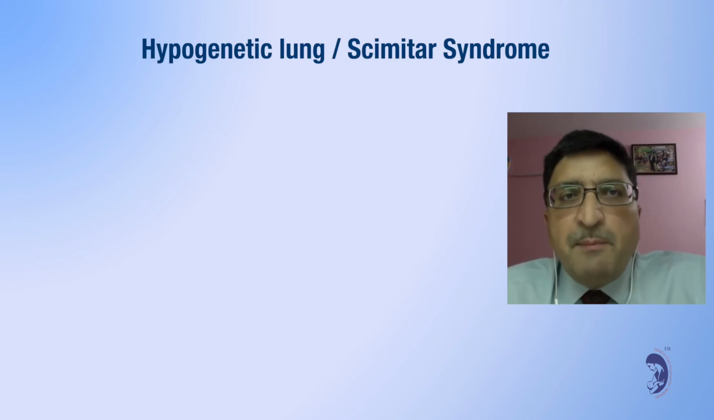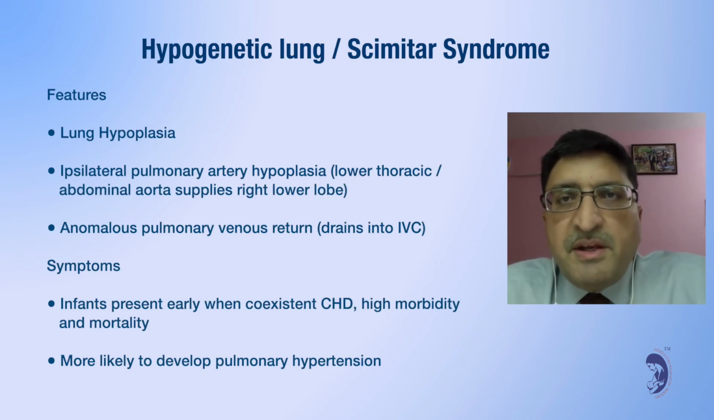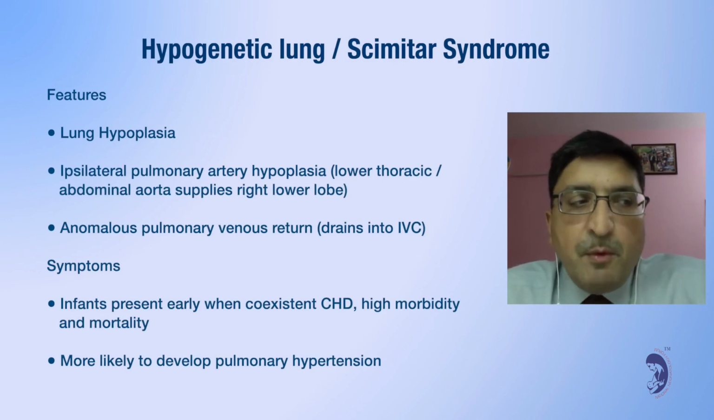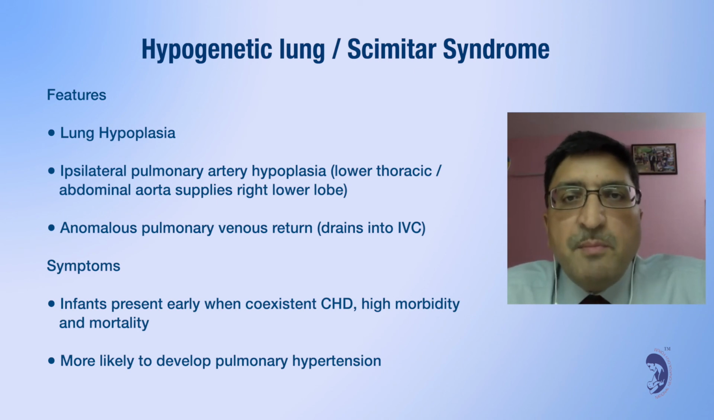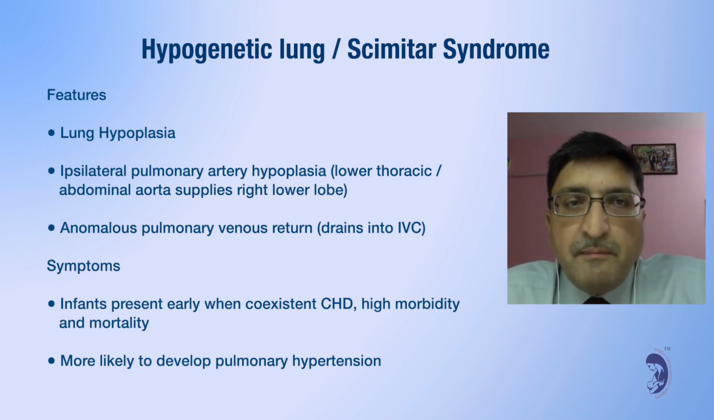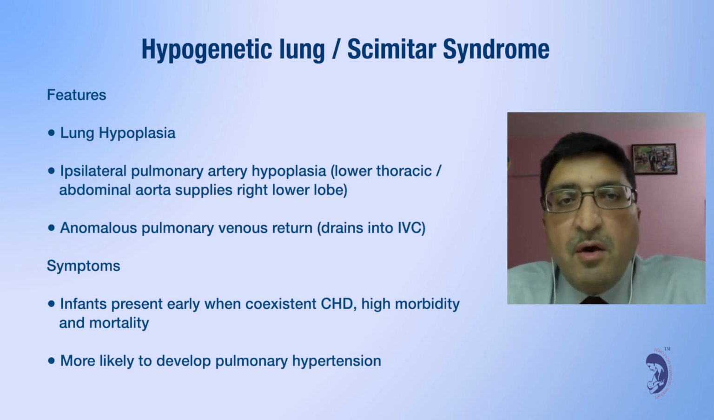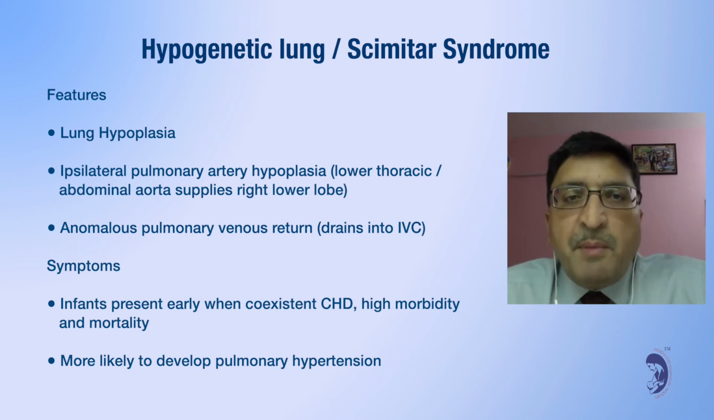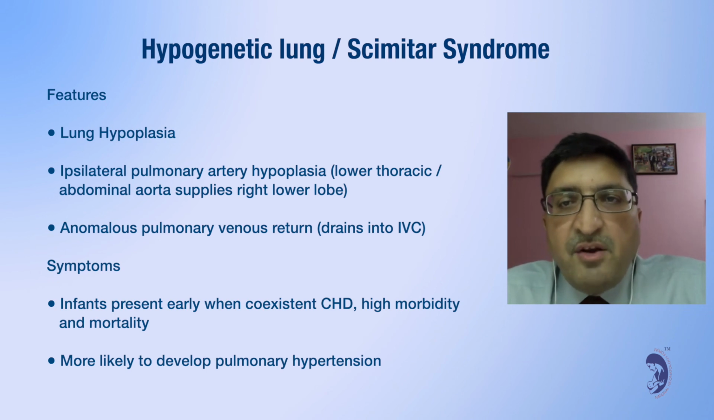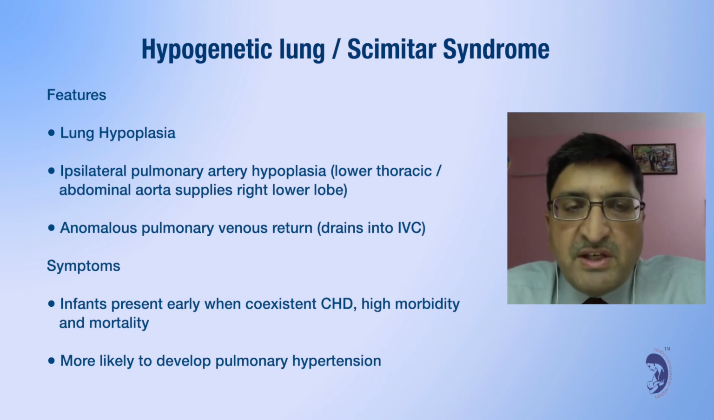The next problem is hypogenetic lung or Scimitar syndrome. The features are lung hypoplasia. Here there is ipsilateral pulmonary artery hypoplasia. That is, the lower thoracic or abdominal aorta supplies the right lower lobe instead of the pulmonary artery. The pulmonary venous drainage is also abnormal in that it drains directly into the IVC.